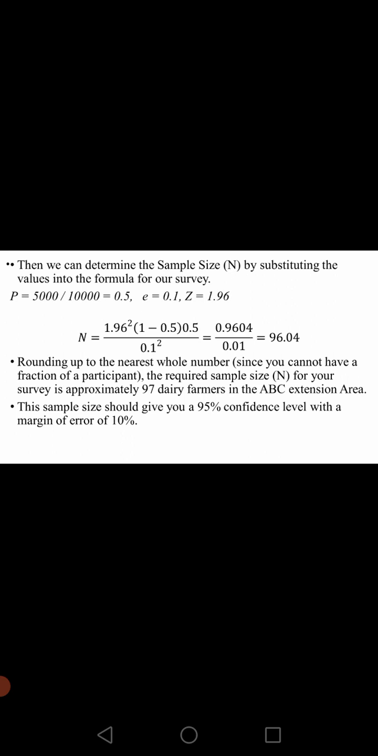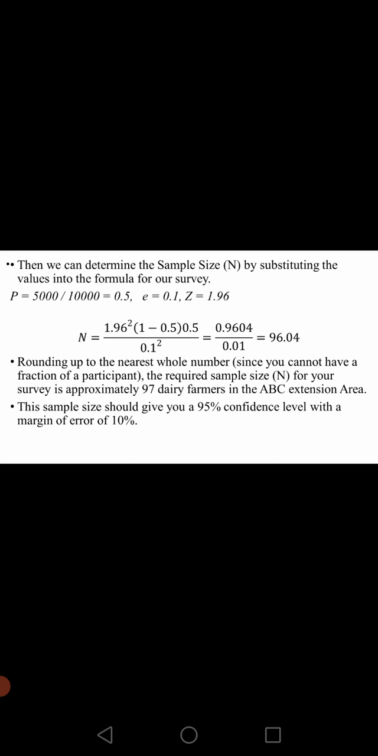If you look at these values, you can just go straight to the formula, punch them in, and you get the number. Now N is equal to 1.96 squared, which is Z, open bracket 1 minus P. Remember, our P is 0.5, close bracket, then we multiply by the same P, which is 0.5. We divide everything by our margin of error, 0.1, squared again. So the top will give you 0.9604, and 0.1 squared will give you 0.01.